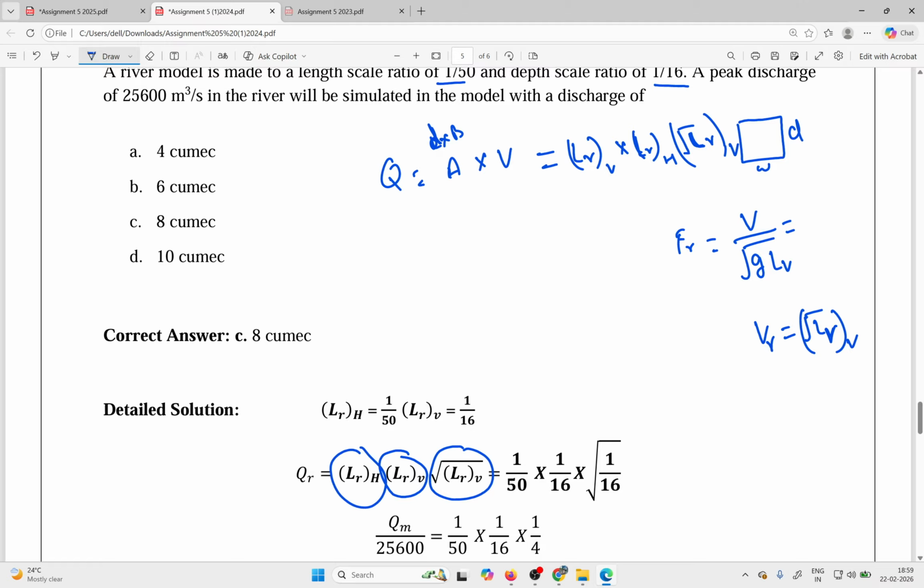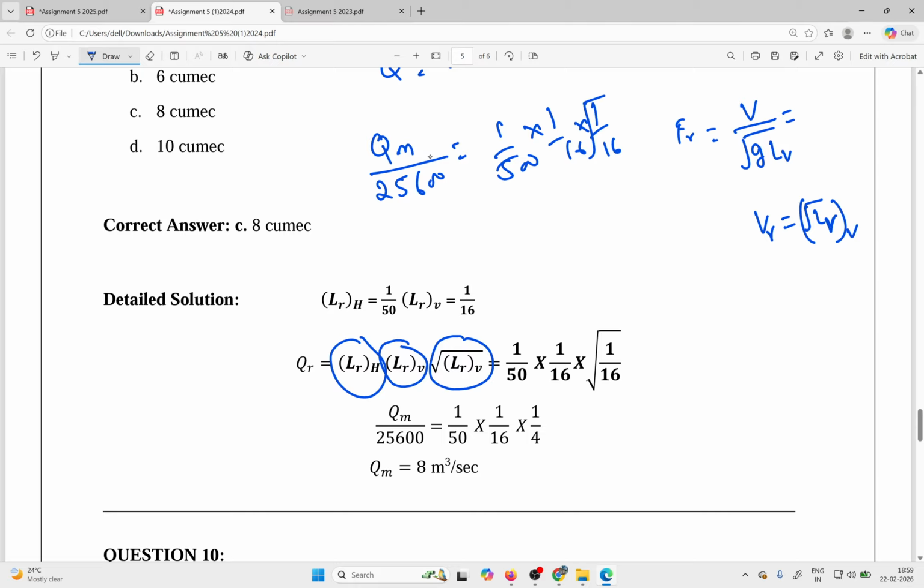So now you can very easily understand, we need to calculate Qm. In the question given, 1 by 50 into 1 by 16 into 1 by root 1 by 16. So finally you will get Qm is equal to 8 meter cube per second. So option C is correct for question number 9.